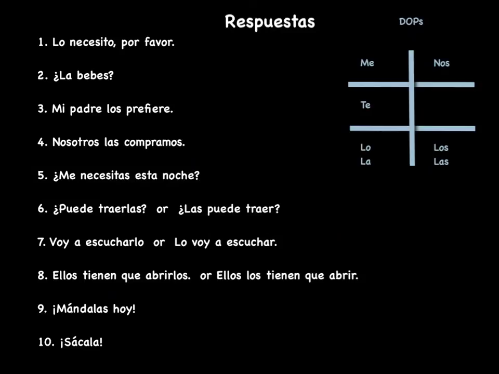Okay, aquí están las respuestas. See how you did. I'm going to circle each direct object pronoun in the sentence. See how you did. If you got one wrong, circle it, figure out why, and ask for help if needed.